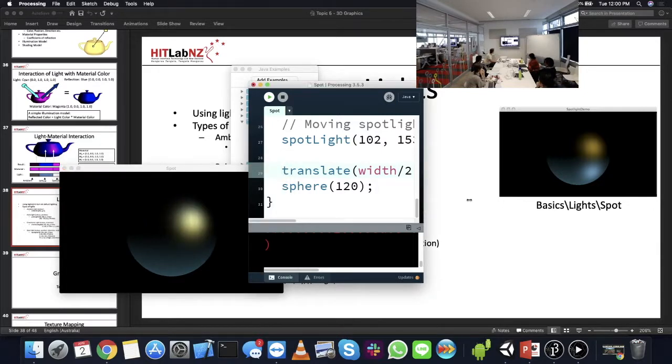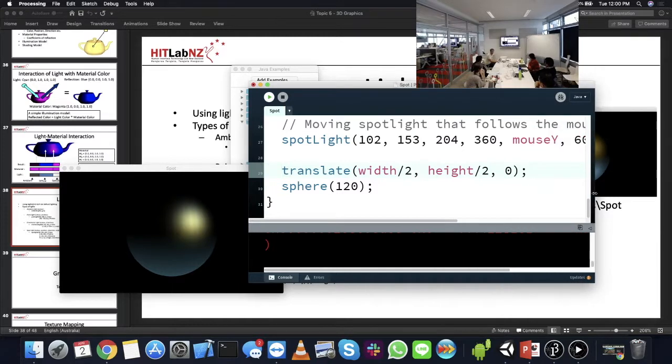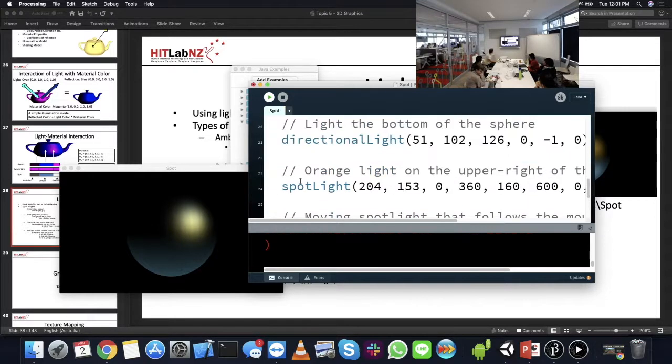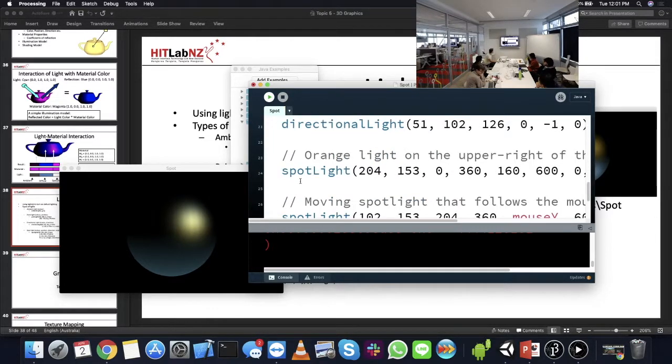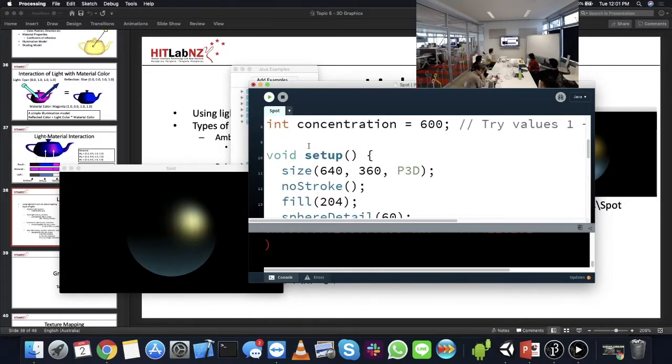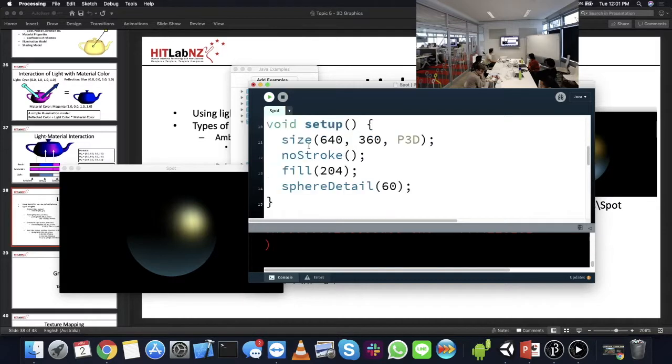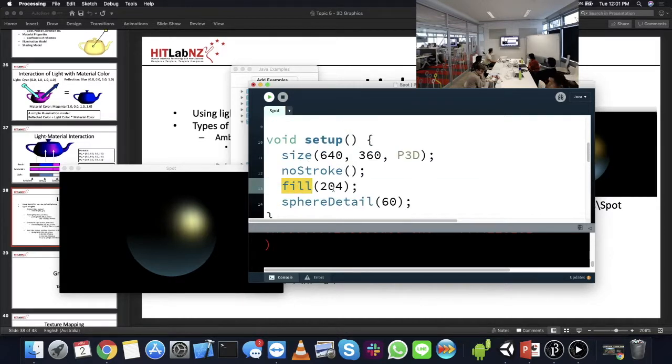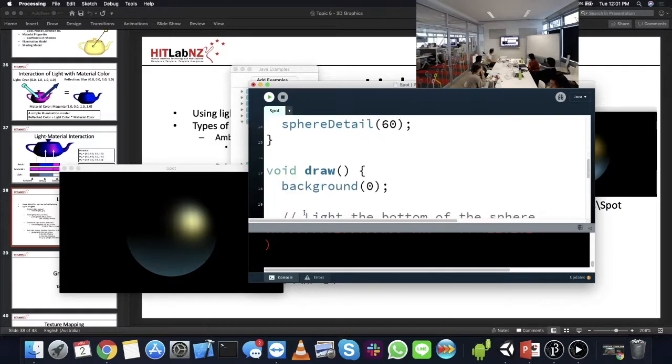Yellow would seem the safe bet for us, being people who experience the real world every day and know how things light. But this isn't the real world. This is computer graphics, so we can do stuff which doesn't make sense. In this case, we've got three light sources, two which are blue and one which is orange, shining on a grey sphere. It's grey, fill 204, so it's a slightly grey colour.